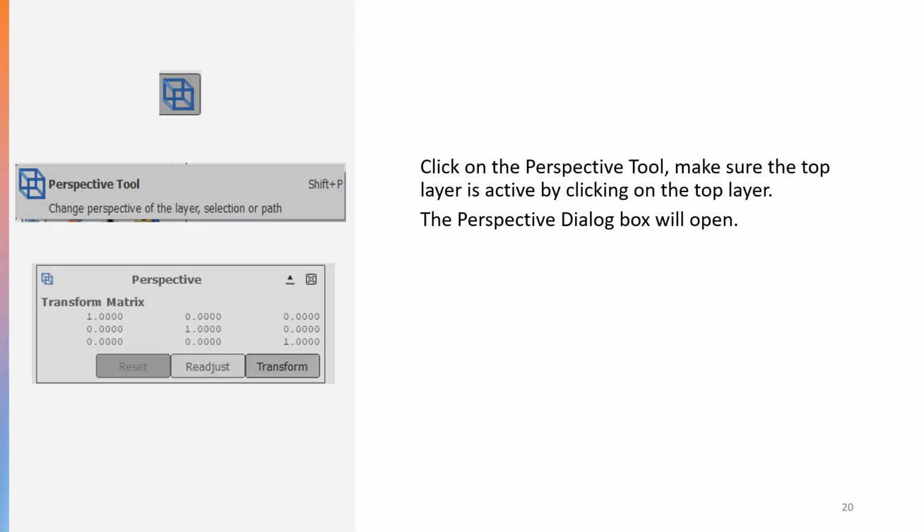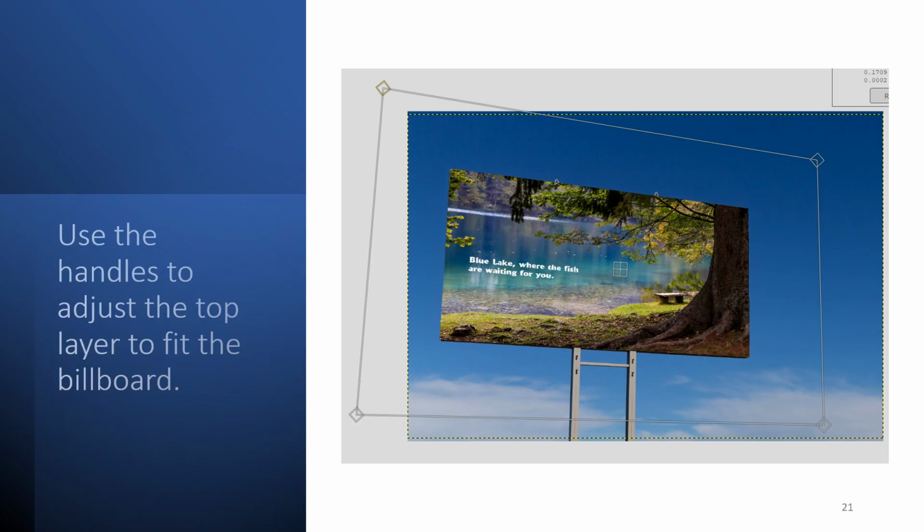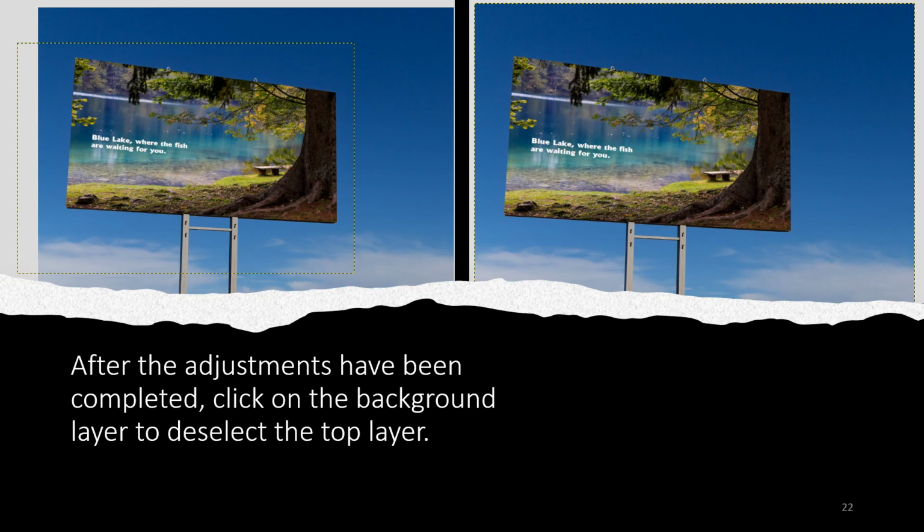Click on the Perspective tool. Make sure the top layer is active by clicking on the top layer. The Perspective dialog box will open. Use the handles to adjust the top layer to fit the billboard. After the adjustments have been completed, click on the background layer to deselect the top layer.